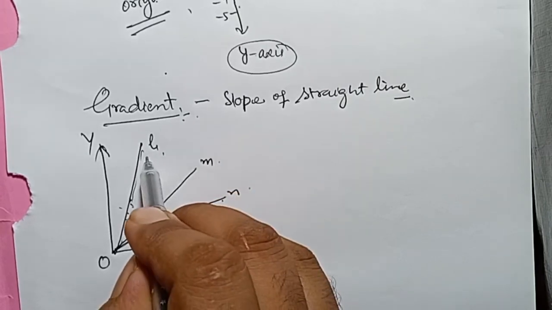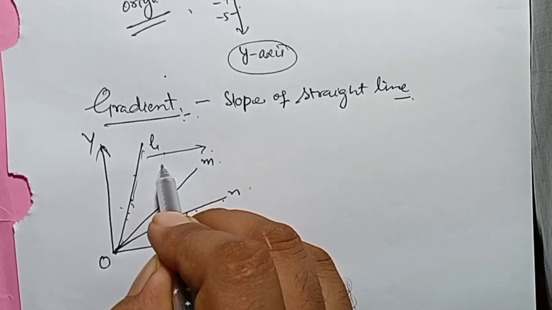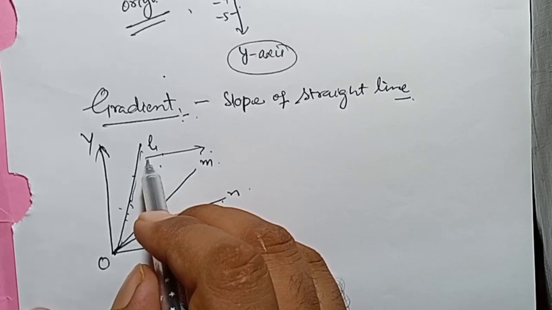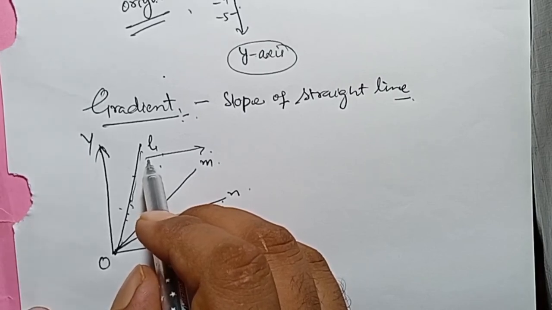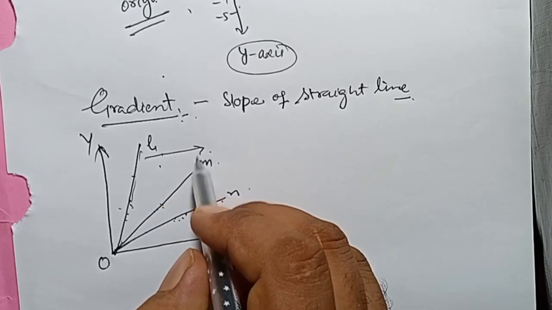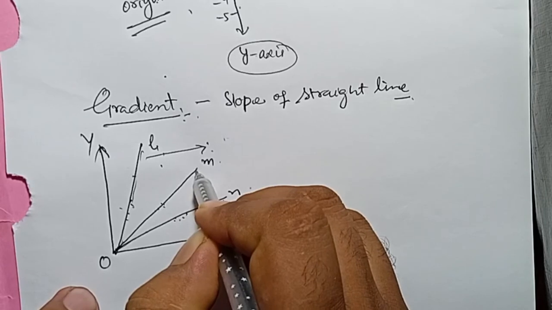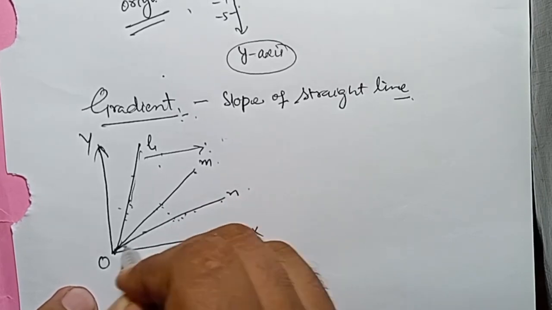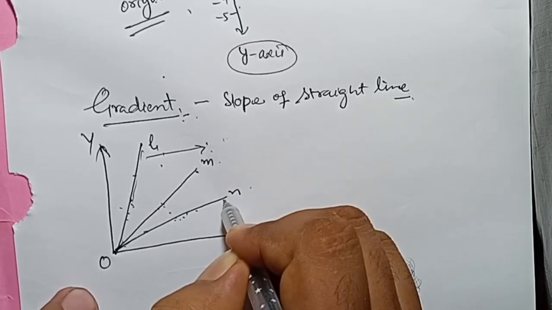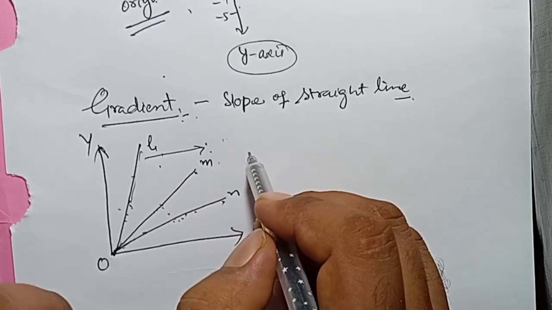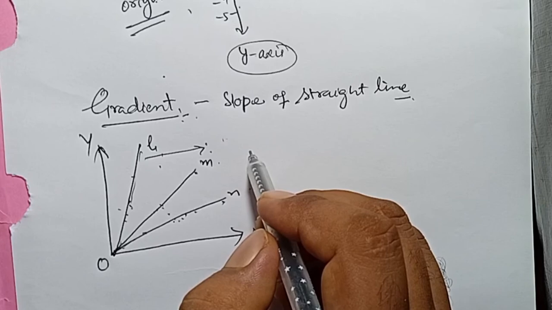The line which is having the high slope will have high steepness, its gradient will be greater, and its gradient will be according to its slope. So what actually is gradient? Gradient determines the slope of the straight line.